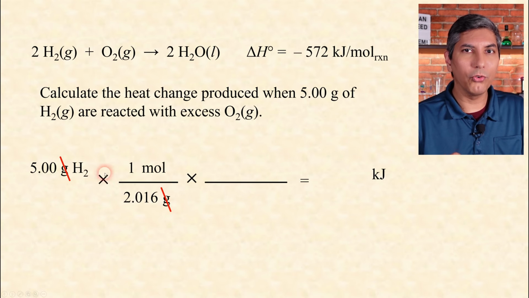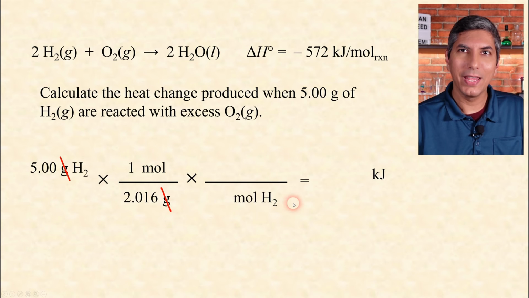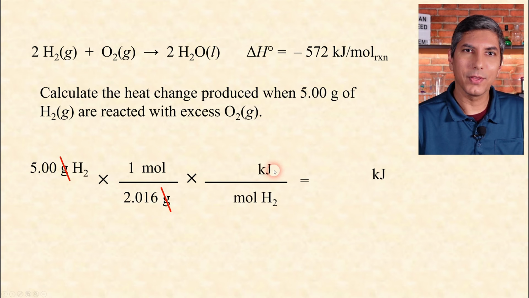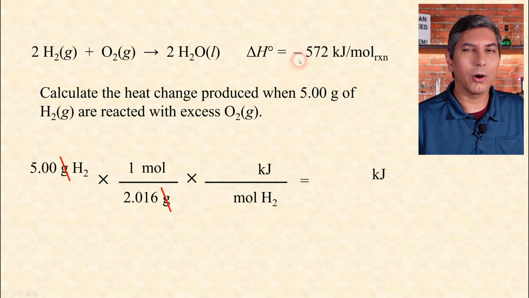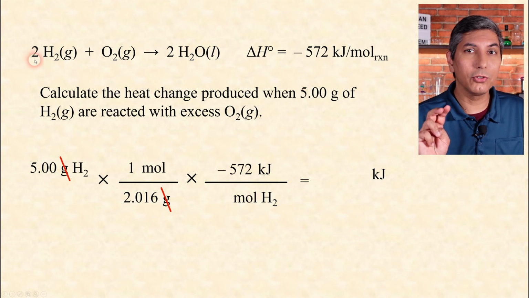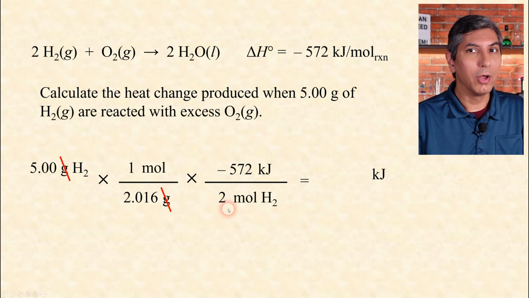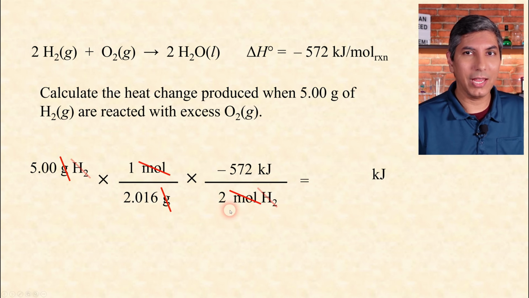We put moles of hydrogen gas on the bottom and kilojoules on the top. According to the balanced equation and the delta H value, there are negative 572 kilojoules associated with 2 moles of H2. Remember, we incorporate the coefficients of the balanced equation. Moles cancel and hydrogen cancels. We do some multiplication and division to find the answer is negative 709 kilojoules.